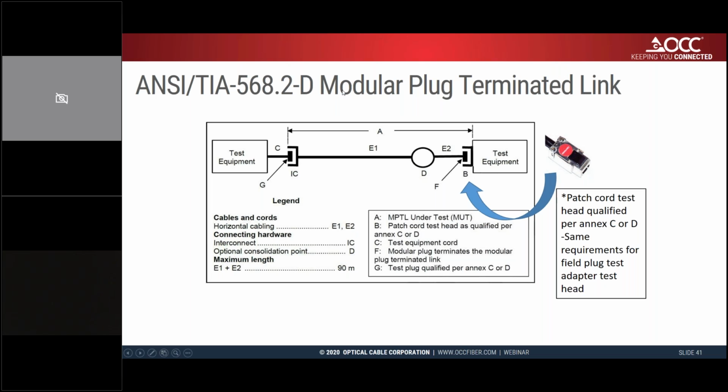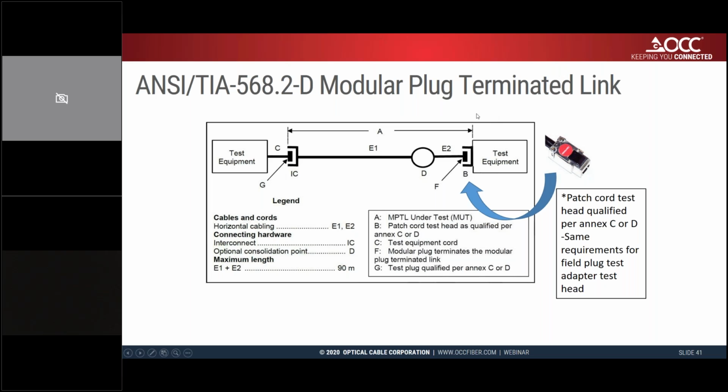And so here's what a mod plug terminated link looks like in the 568.2-D standard. This diagram looks very similar to diagrams that I showed you previously for channels and permanent links. This one is very similar to a permanent link because that's what an MPTL basically is. And if you look over here on the left, that starts out as the thing that you're well familiar with.